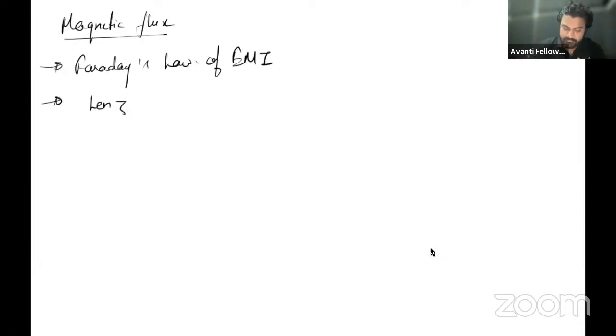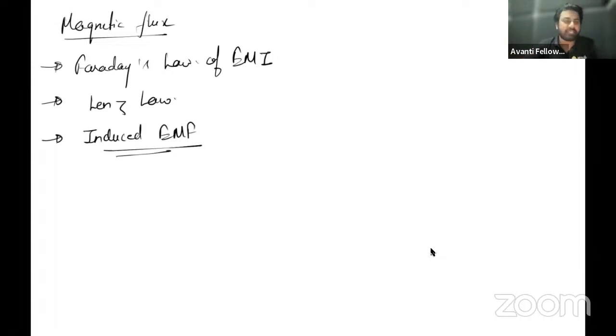Lenz law, and we will be studying in a story mode, what actually happened, why these laws came into picture. Then induced EMF, we will be seeing how the induced EMF happens actually, and what is this EMF, and how it is inducing. After that self-induction, LR circuits, inductors, charging of inductors, discharging of inductors, so many topics are there. So today we will be covering these major portions. I hope you are ready with the copies. Let's start with magnetic flux.